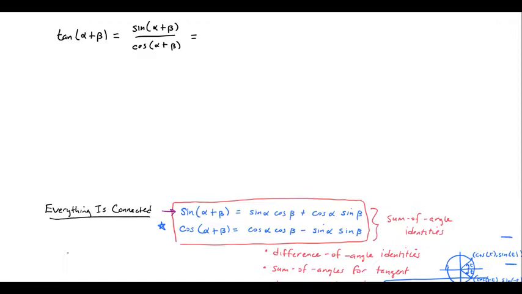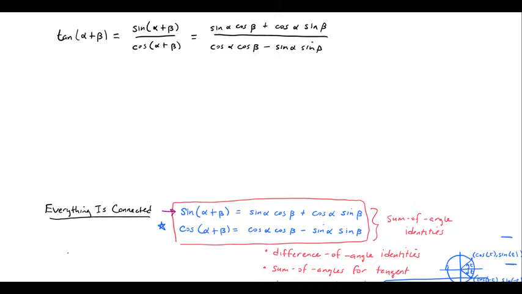Okay, so now what is this? Well, I have formulas for both sine of alpha plus beta and cosine of alpha plus beta. Sine of alpha plus beta is sine of alpha, cosine beta, plus cosine of alpha, sine of beta. Okay, that's just using the sum of angles identity. And then cosine of alpha plus beta is going to be this, cosine alpha, cosine beta, minus sine of alpha, sine of beta. Just using the formulas in this here box. Okay, now that alone is a pretty nice formula for tangent of alpha plus beta, because it allows me to put everything in terms of just alpha and beta.